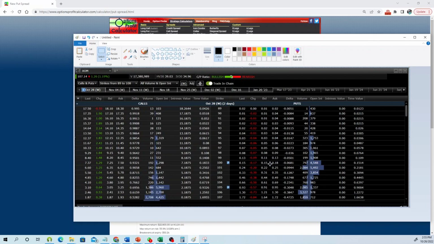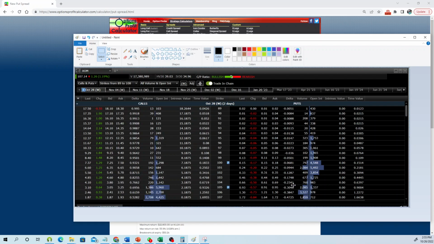If you haven't looked up what a put spread is, I highly recommend you go to Investopedia and look up put spread, and it will give you really in-depth detail. But it's pretty much a safer way to sell puts than just selling a put with no downside protection.